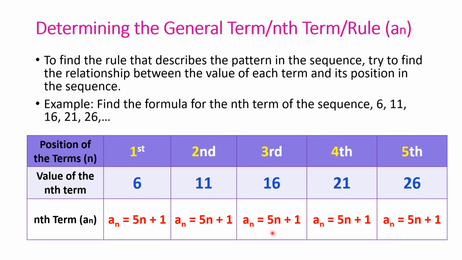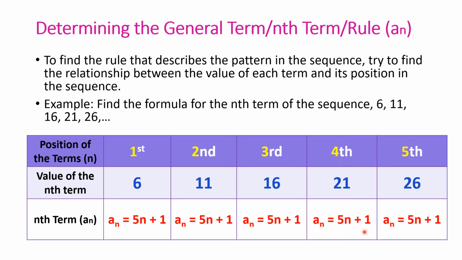Now, for the third term, itry natin ulit. 5 times 3, that is 15. Para maging 16, dinagdagan ulit natin ng 1. So, okay pa rin tayo pagdating kay third term. Applicable pa rin siya. Tingnan natin kay fourth term. 5 times 4, that is 20. Para maging 21, nagdagdag ulit tayo ng 1.